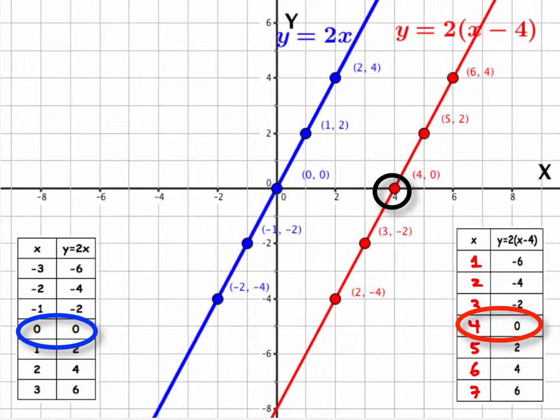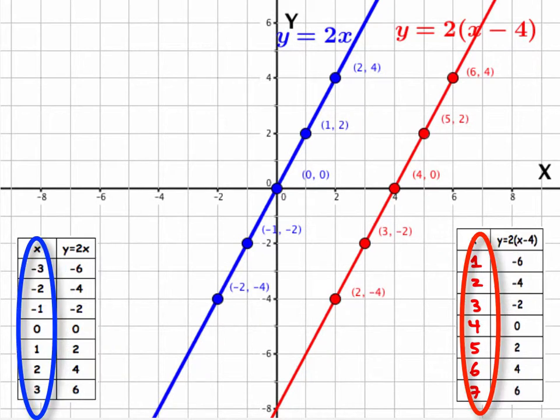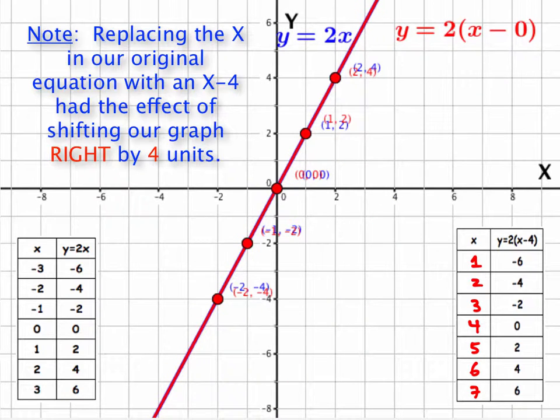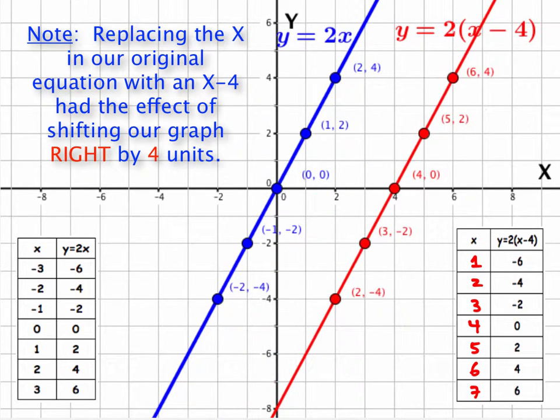And in fact, that's what happened all over this graph. In order to get the same y value for this equation in red, the x value had to be exactly 4 larger than it used to be for our equation in blue. And that's why every point has shifted exactly 4 units to the right, because they have the same y value, but an x value that's 4 larger. Replacing the x in our equation with an x minus 4 had the effect of shifting our graph exactly 4 units to the right.